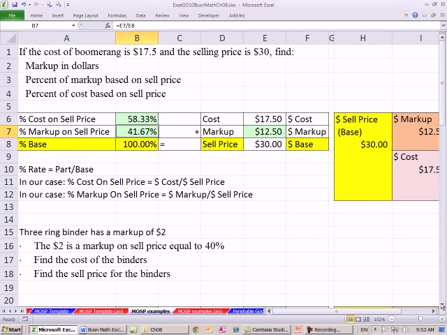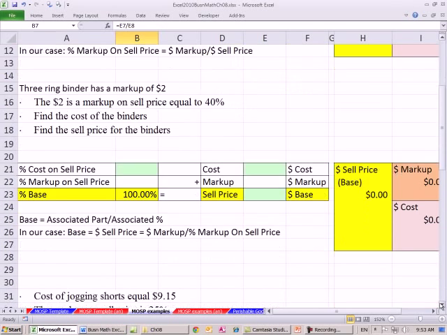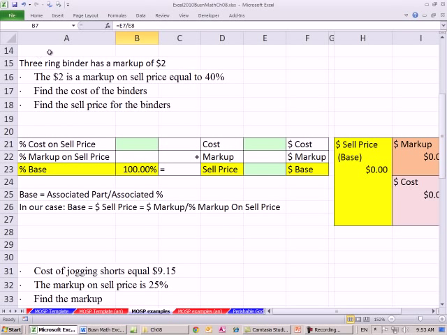Let's go get our second example. I'm going to scroll down here. A 3-ring binder has a markup of $2. The $2 is a markup on sell price equal to 40%. Find everything else, right? So we're given markup on sell price as a percent is 40%, and the markup in dollars is 2. We can simply plug this in. Enter. And then 40%.